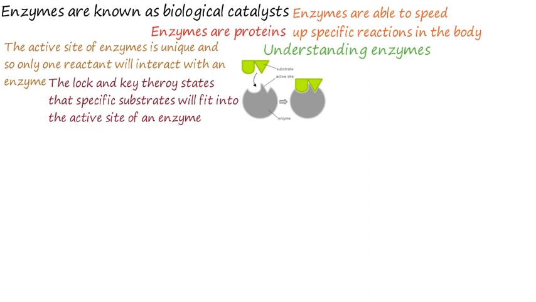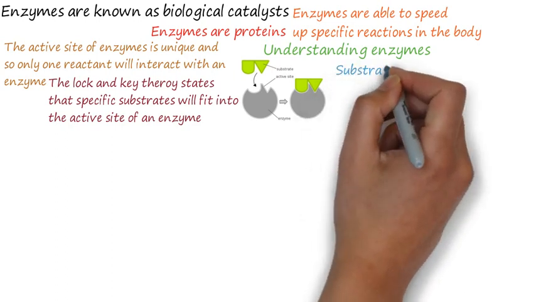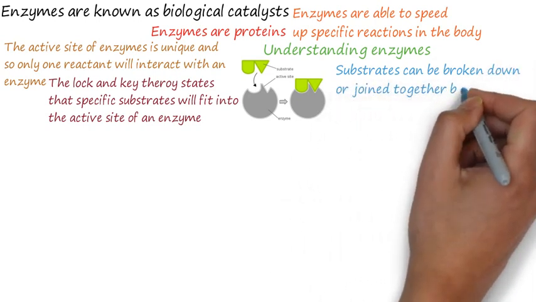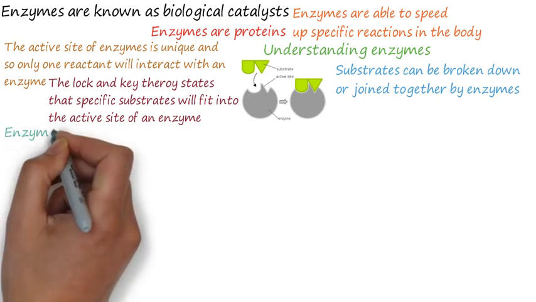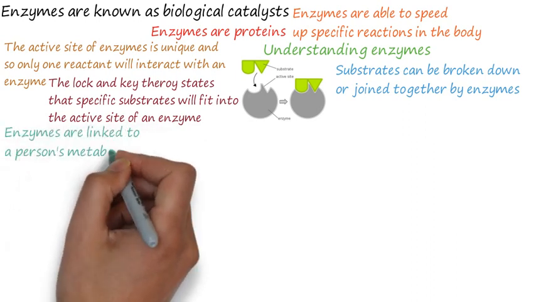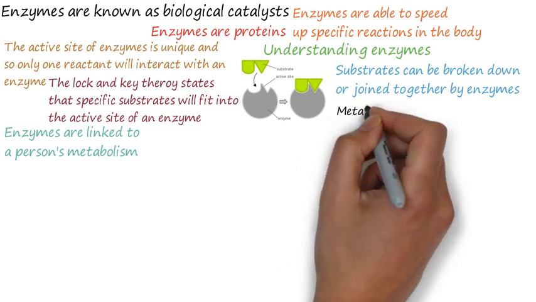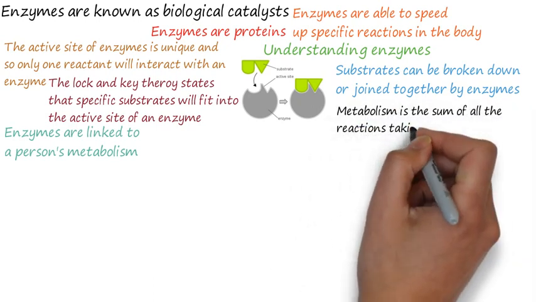This brings about the lock and key theory of enzymes. This theory suggests how enzymes work as biological catalysts. A specific substrate will fit into the active site of an enzyme. Once the substrate fits in, a reaction occurs and the substrate is broken down into two products. Also, the reverse can happen. So two specific substrates can combine in the active site of an enzyme to form one product.